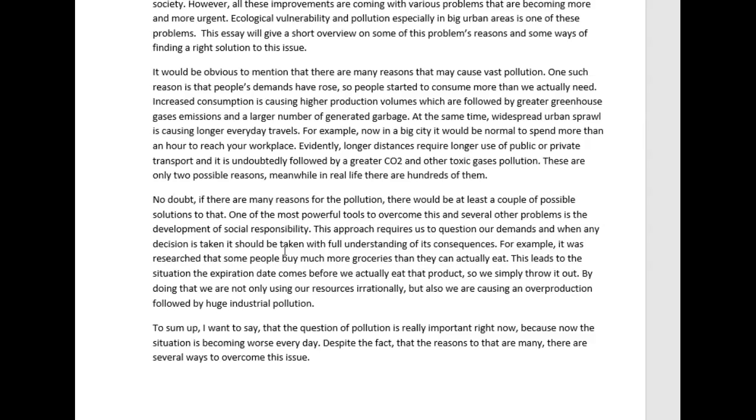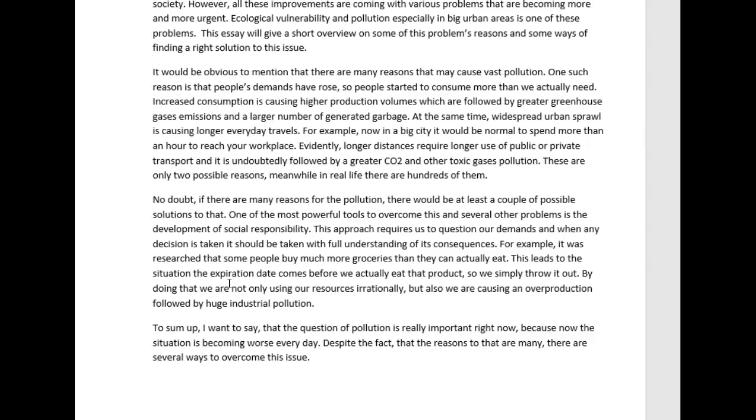This paragraph I thought was really, really well written as far as the language goes. You used a ton of nice, cohesive resources. So you kept using this, that. So you said this approach requires, this leads to, by doing that. And this is an excellent example of cohesion. All right. It's really great. You didn't have a lot of these, furthermore, moreover, what is more. You didn't have those. And that was really, really nice.